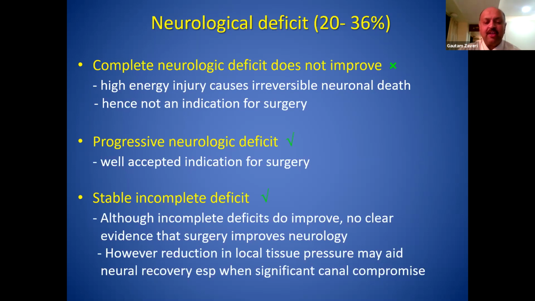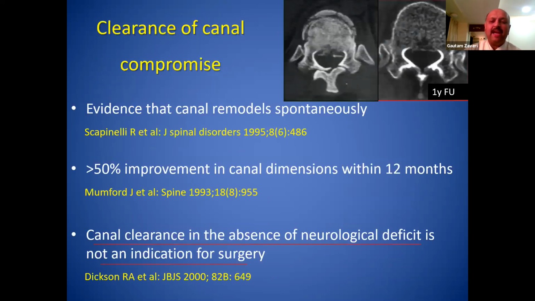If you look at the literature, there are no double-blinded randomized trials which suggest that surgery should be done in these patients. And therefore, no clear evidence that surgery actually will result in improvement in neurology. However, any surgeon who has operated on these patients will tell you that reduction in local tissue pressure by decompression aids in neurological recovery, and we have all seen this time and over again. And therefore, neurologically, there are two indications for surgery: a progressive deficit and a stable incomplete deficit where there is evidence of canal compromise.